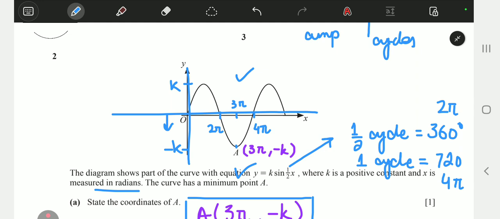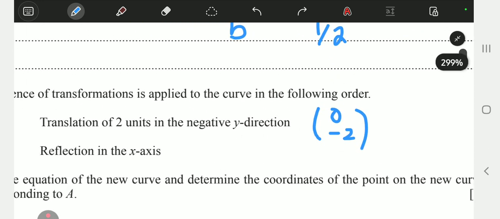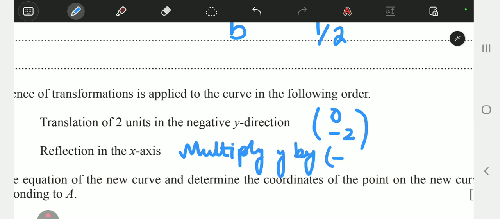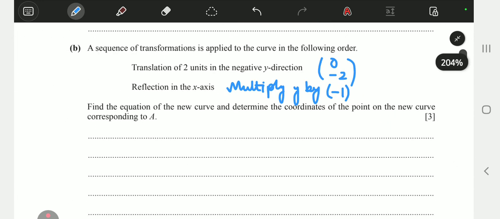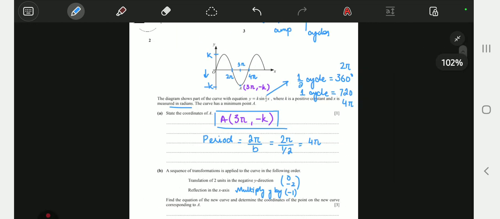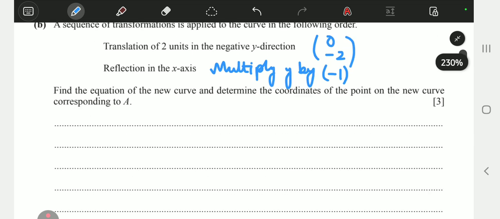So that means its y coordinate becomes negative. So what do we do in that case? When we have a reflection in the x-axis, we multiply y by minus 1. Okay, so this is the set of transformations, and now let's apply it on the equation. What is the equation of the curve? y equals k sine half x.